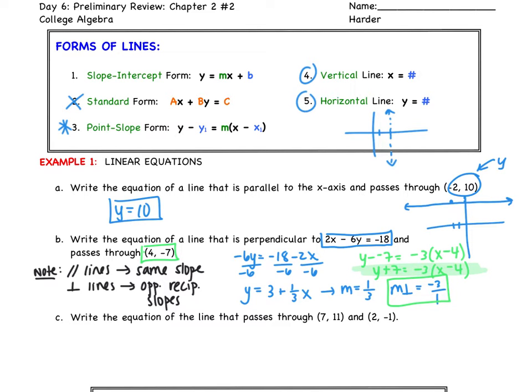Leave it like that. Don't change to slope-intercept. You can, but there's no reason to do extra work. I'm perfectly fine if you leave your answer like that. If you want to switch to y equals mx plus b, you can. You're just doing extra work.